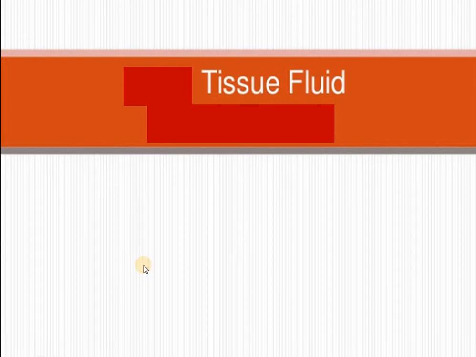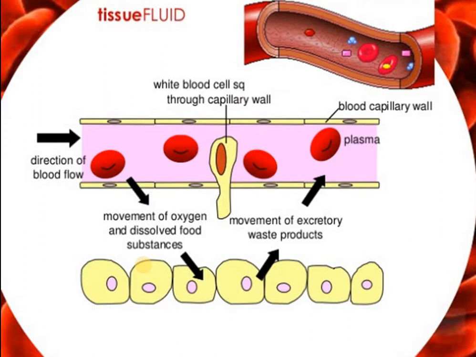All right, this is the chapter of transport in mammals. In today's lesson, we have to study about tissue fluid, which is also known as interstitial fluid or intercellular fluid. What this fluid is and how it is made is explained in this slide.